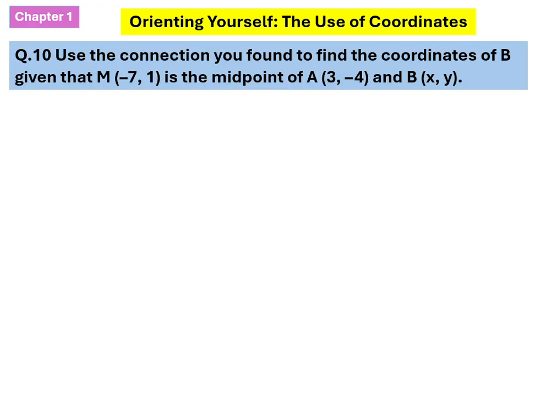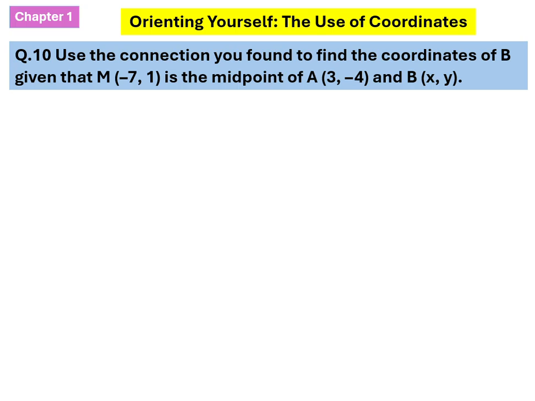Let's solve question number 10 of the end of chapter exercise of chapter 1, grade 9 mathematics, Orienting Yourself: the Use of Coordinates. The question is: use the connection you found to find the coordinates of B given that M is the midpoint of A and B. What they are saying is, you have to use the connection that you used in question number 9. Okay. What do we have to find here? The coordinates of B.